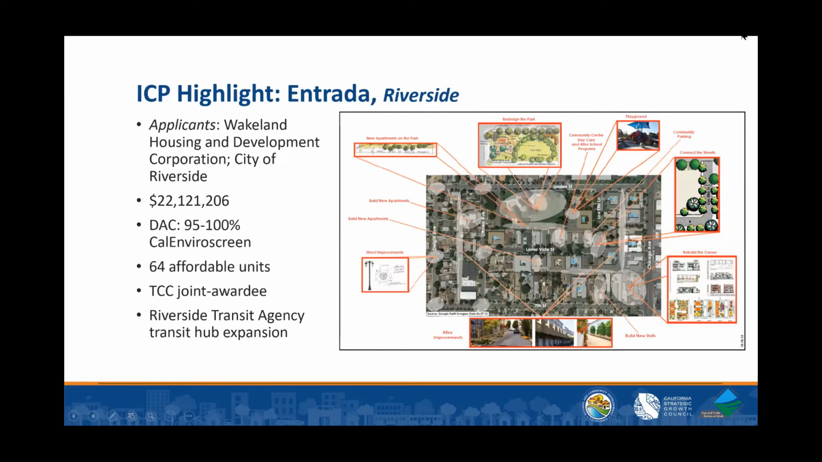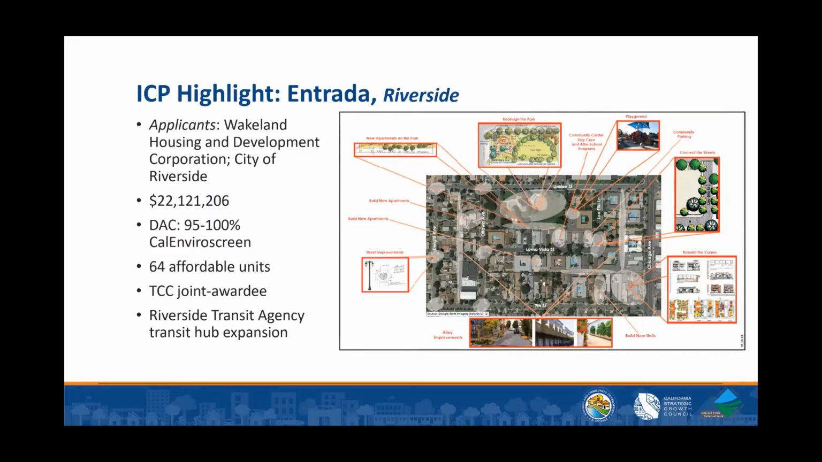This next project is within our integrated connectivity project category. It's the Entrada project in Riverside. This project was also a disadvantaged community, scoring in the top 5% of CalEnviroScreen, which is how we determine disadvantaged community eligibility. It received just over $22 million. $13 million of that was for the affordable housing development loan, with $3 million for the housing related infrastructure, and the remaining nearly $6 million for the combination of sustainable transportation infrastructure, transit related amenities, and program costs.